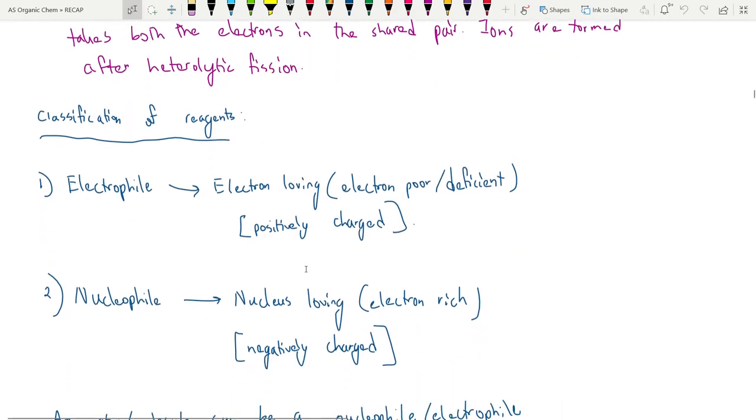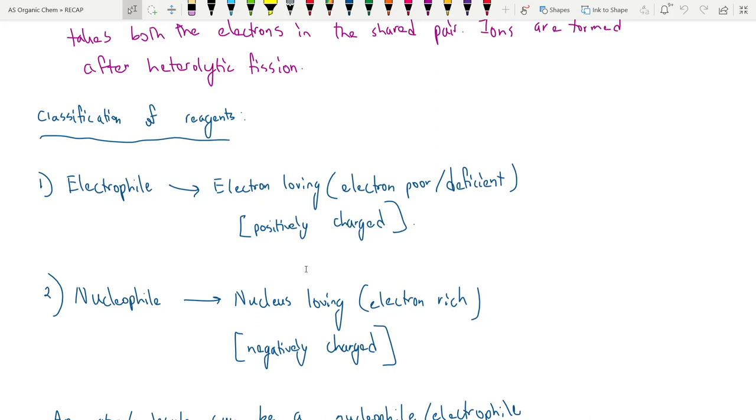Classification of reagents. Reagents are of two types in organic chemistry. They are electrophiles or nucleophiles. Electrophiles means something that loves electrons, so something that loves something negative, right? Something that loves negative particles. So it has to be positive, right? So electrophiles are positive in nature.